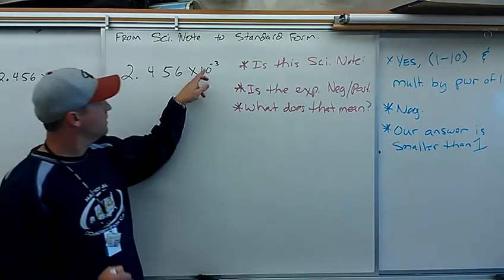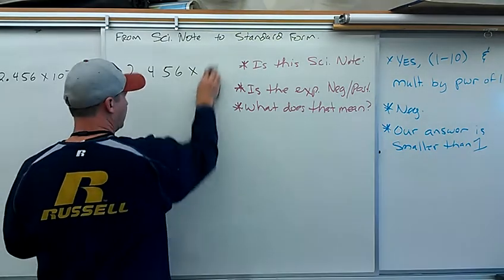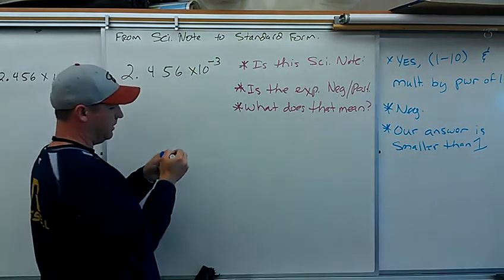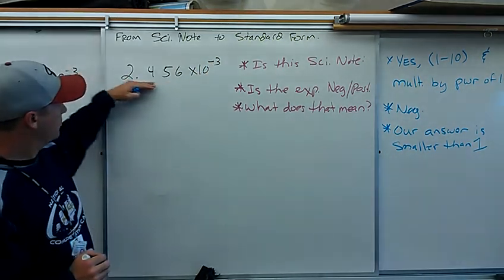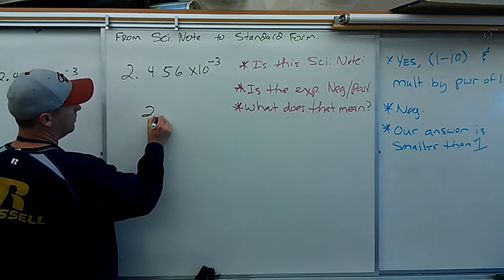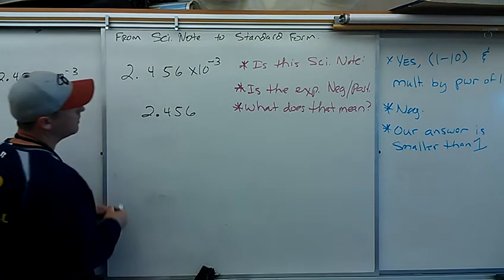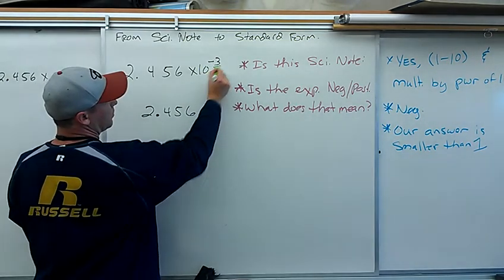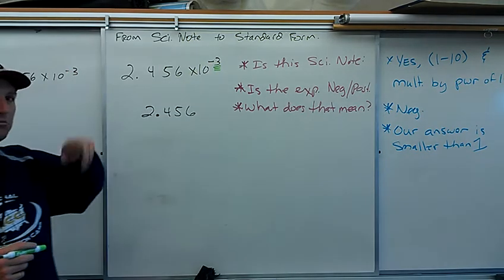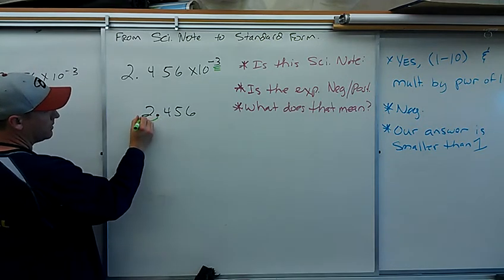Okay, so this is the key thing right here. If that number is negative, I'm going to write that a little bit bigger so it's easier for us to see. If this exponent is negative, that means my answer has to be smaller than 1. So, 2.456. This tells me I'm going to move my decimal point 3 times. This tells me it has to be smaller than 1. So the only way I can move this to make it smaller than 1 would be this way.